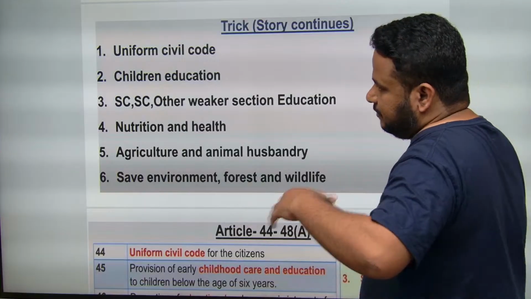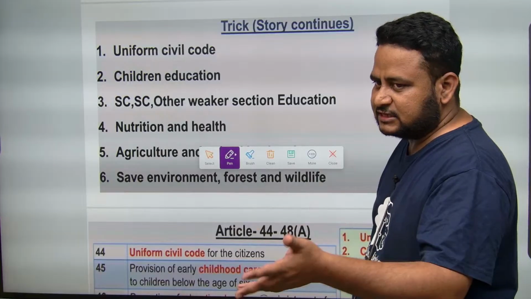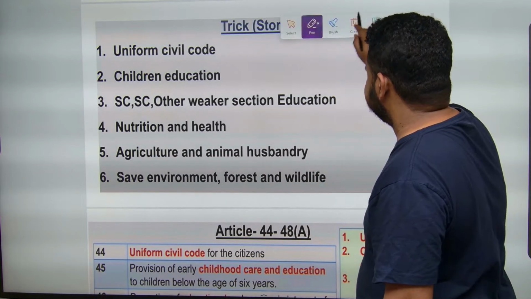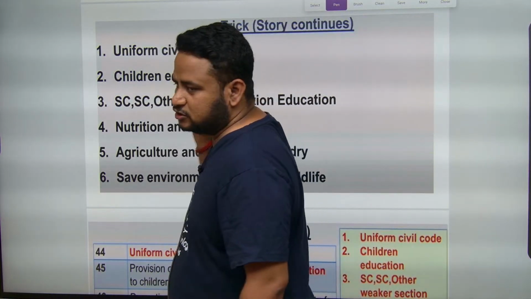Migrant workers, before coming to their own village, had gone to some other place. There their children were given education. Now, when they come back, they should again be given education. So, children's education should also be taken care of.